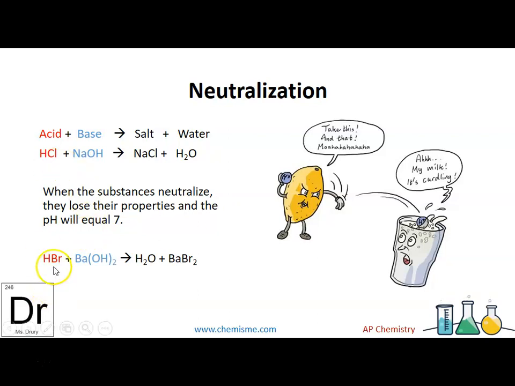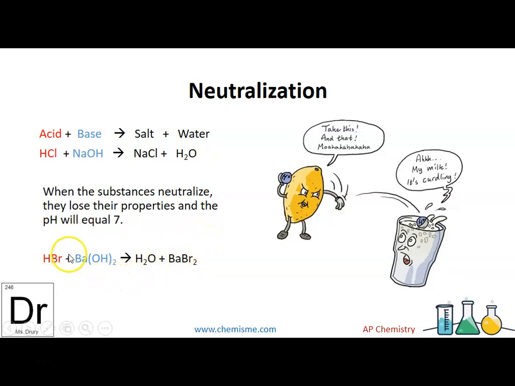Here's just another example of that. The HBr is an acid, the Ba(OH)2 is a base. It doesn't matter that there's two of them. What that means is they'll both dissociate, it'll form water, and then you'll form barium bromide. And the reason why I know it's BaBr2 is barium's +2 and bromine's -1.